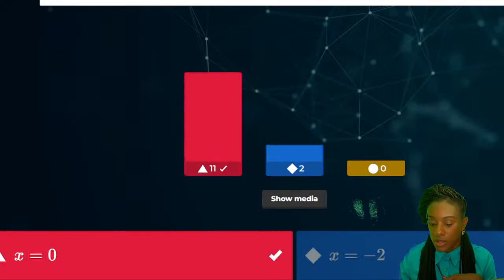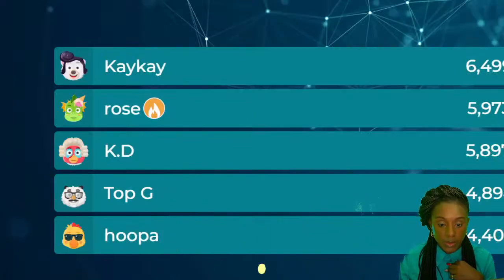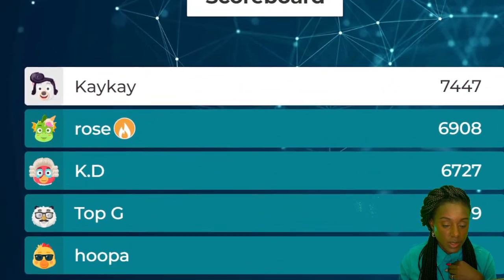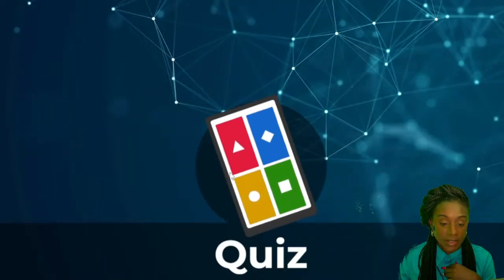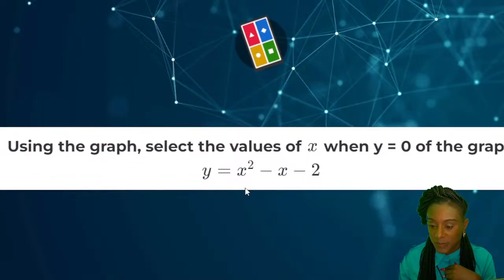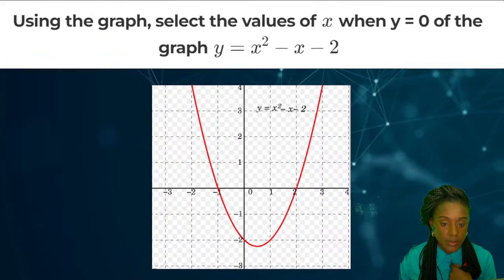Excellent. Okay, so we are on to number 9. KK is there at the top and Rose is on fire with a fire streak. So using the graph, select the values of x when y is equal to 0 of the graph. Well, this graph is called y is equal to x squared.